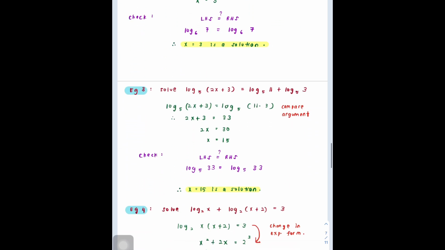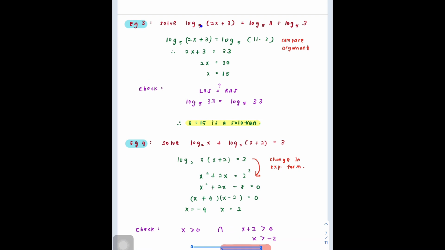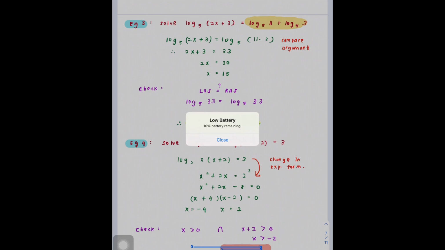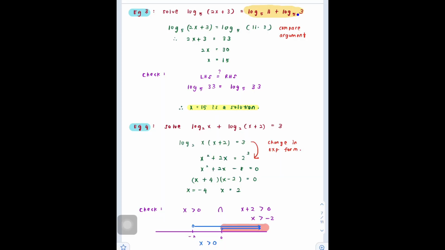Okay, the next one. Look at the pattern here: log base 5 of something equal to log base 5 of 11 plus log base 5 of 3. If you notice, every term has a log, and on the right side you have the plus operation. So for this one, just apply the properties first: log something plus another log. Apply the property where you have log base 5, and the arguments will multiply, which is 11 times 3.